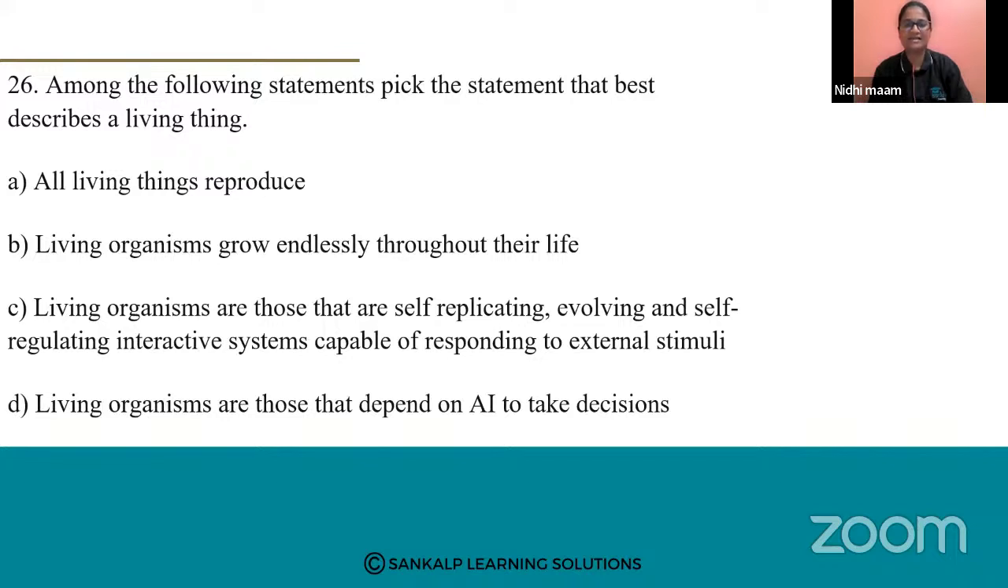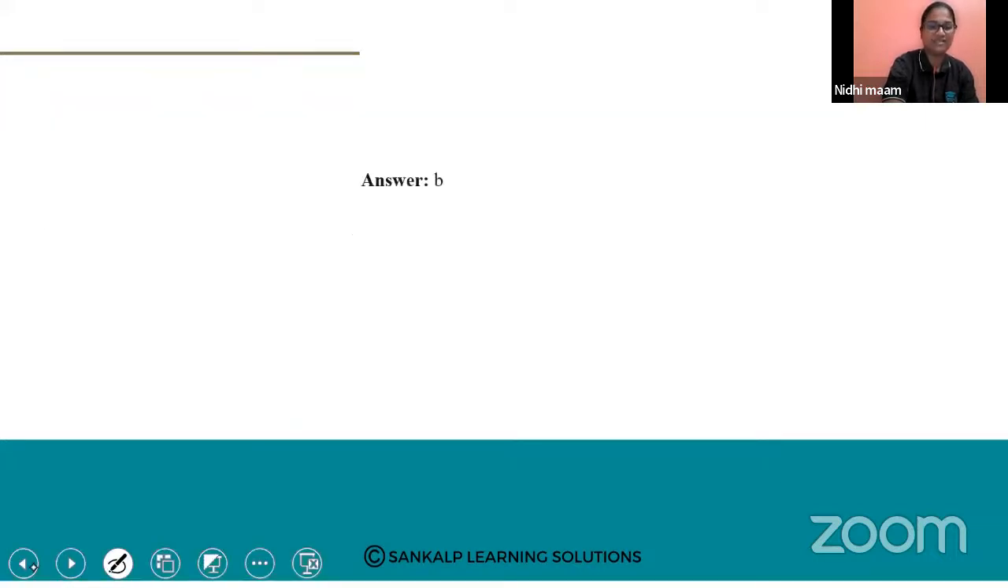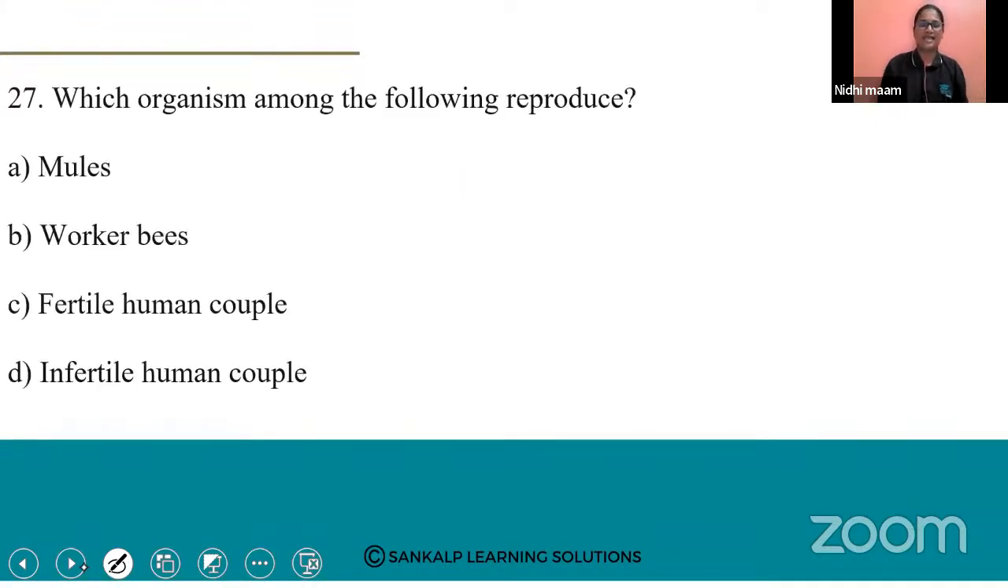Vaividya answered it, good. Rumana Kausar answered it, fine. Dhavina answered it, good. So most of you voted for option C. So which actually best describes a living thing? Here option C is the right answer. Next question. Which organism among the following will reproduce? Mules, worker bees, fertile human couple, infertile human couple.